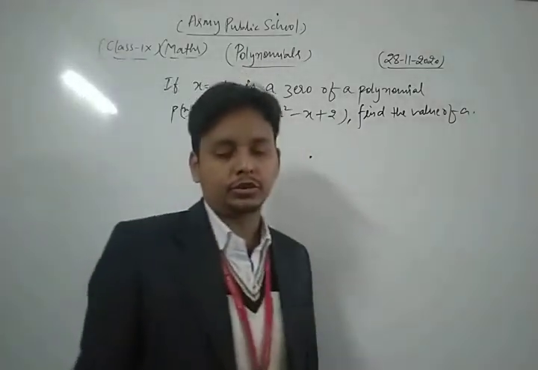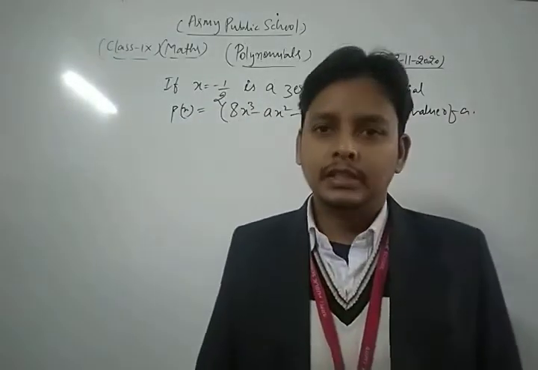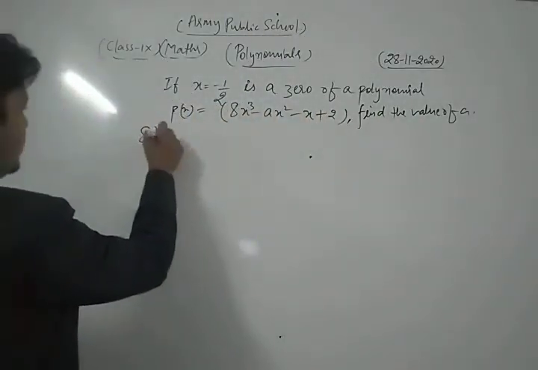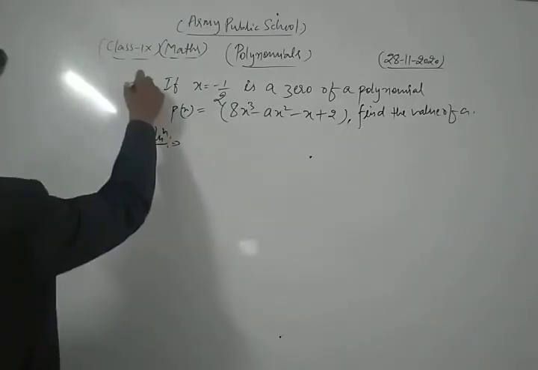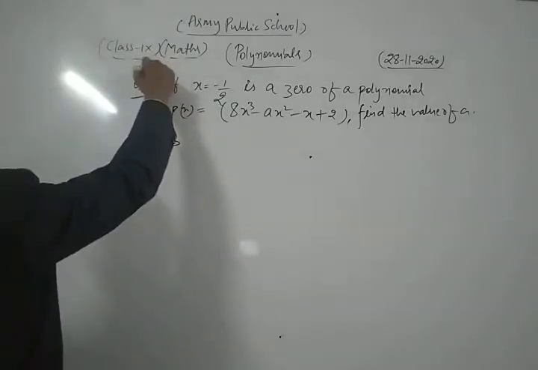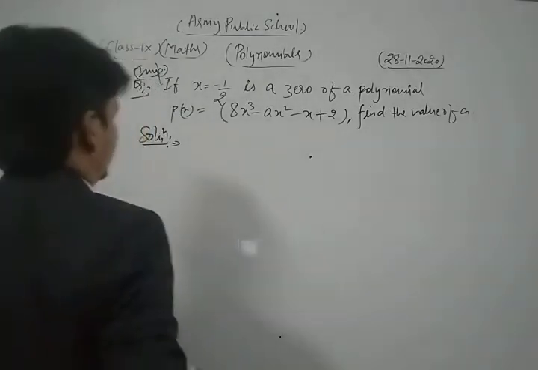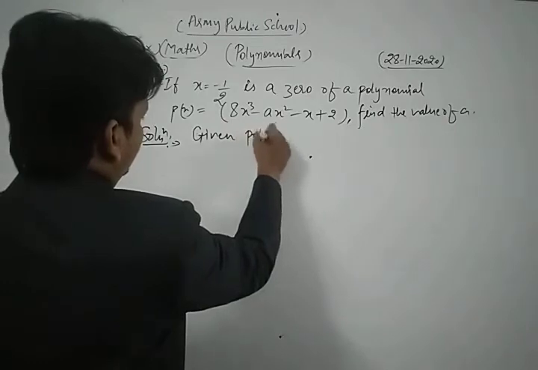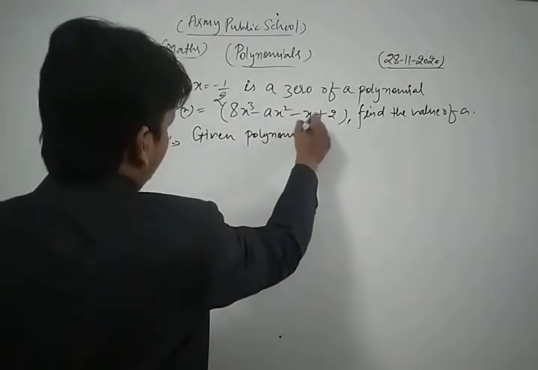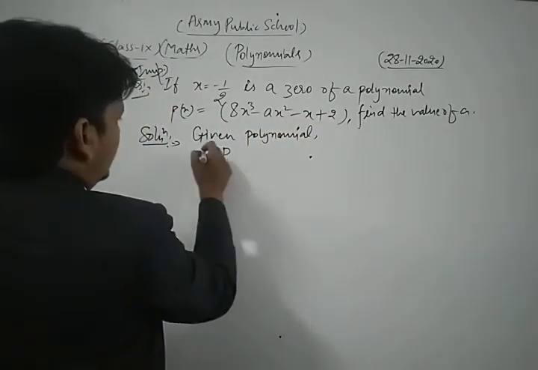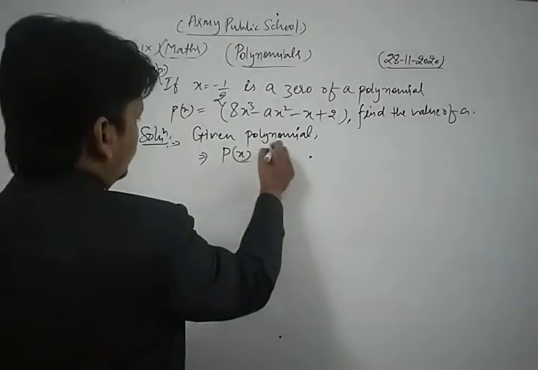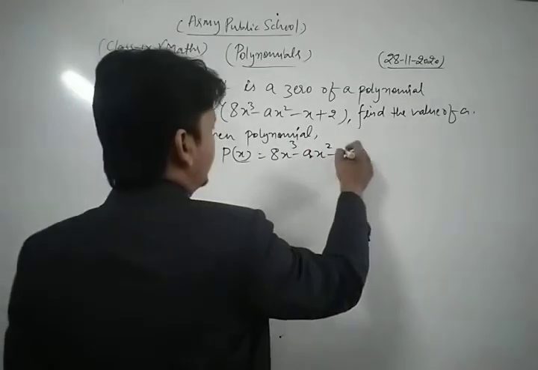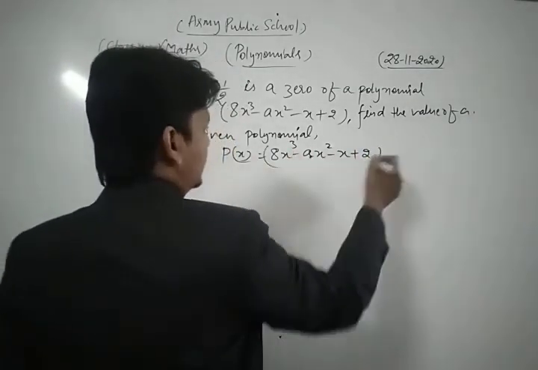Now dear students, in that question again we apply the same process. Now let's see its solution. This is a very important question. First of all, we write the given polynomial: p of x is equal to 8x cube minus ax square minus x plus 2. This is the given polynomial.